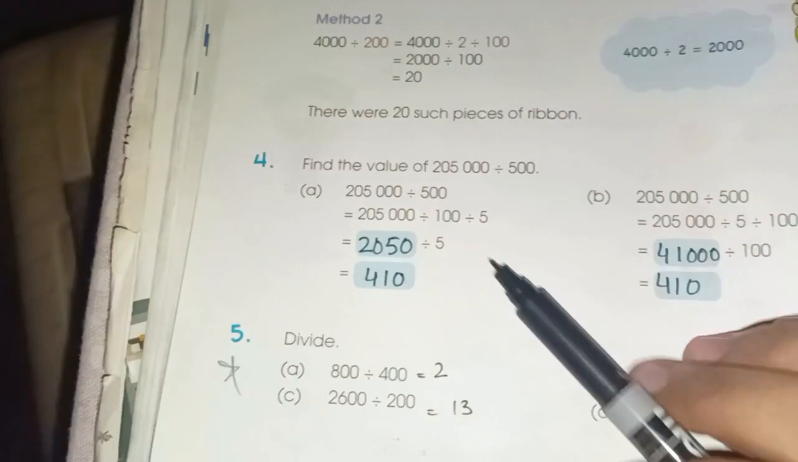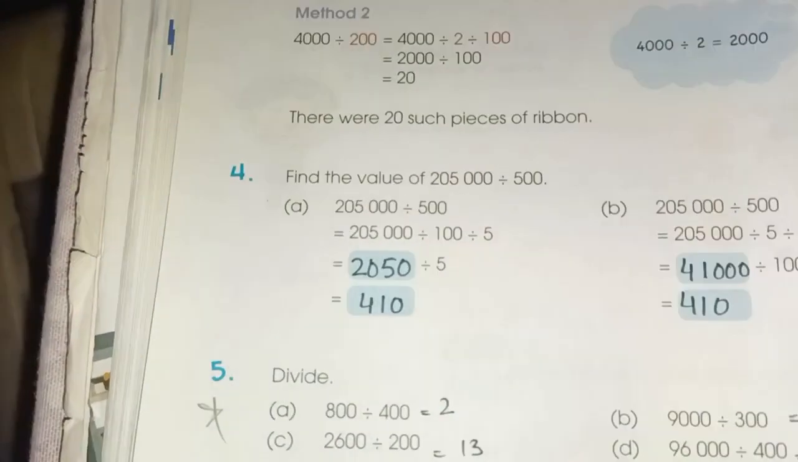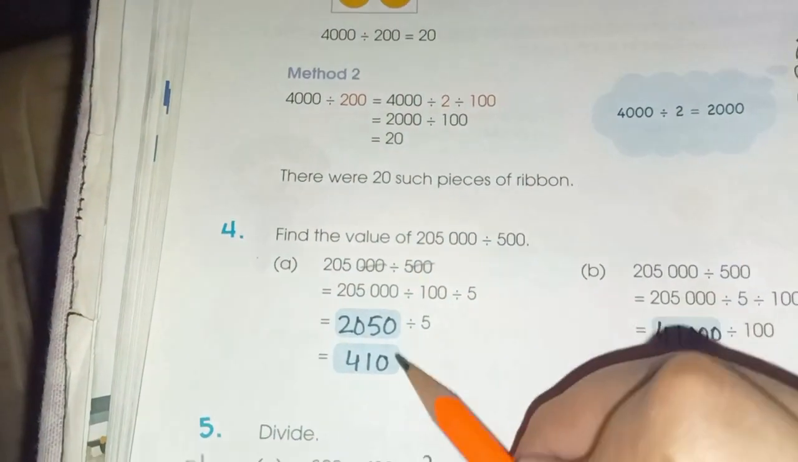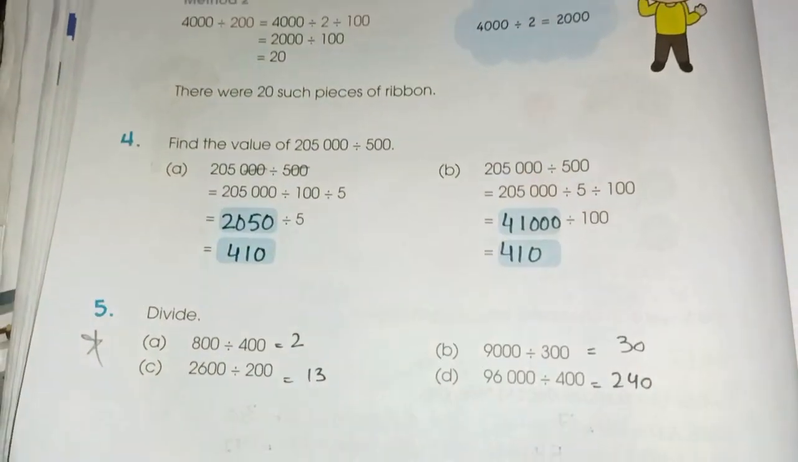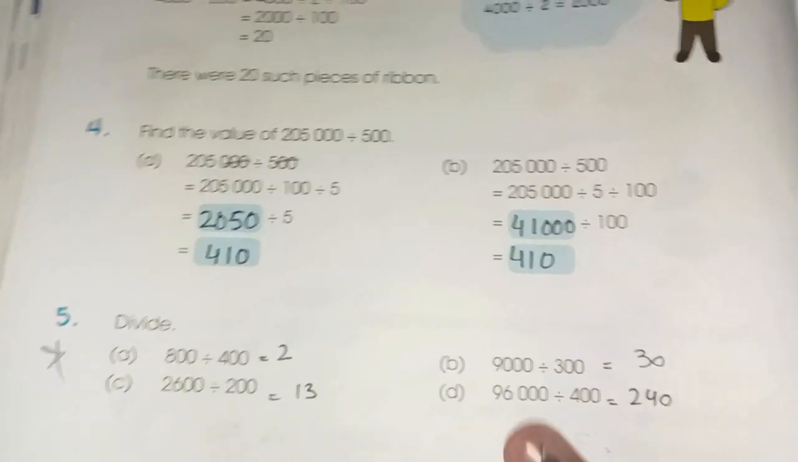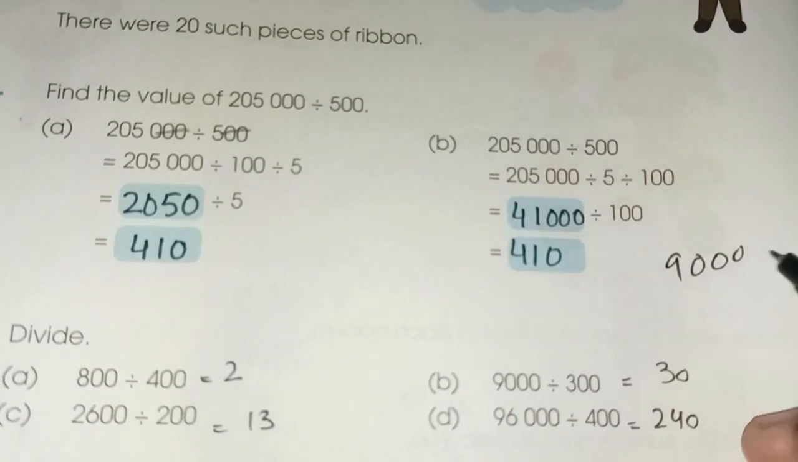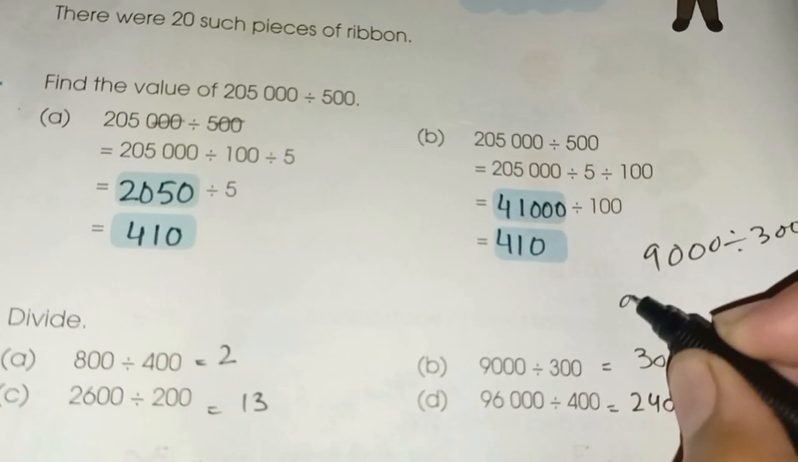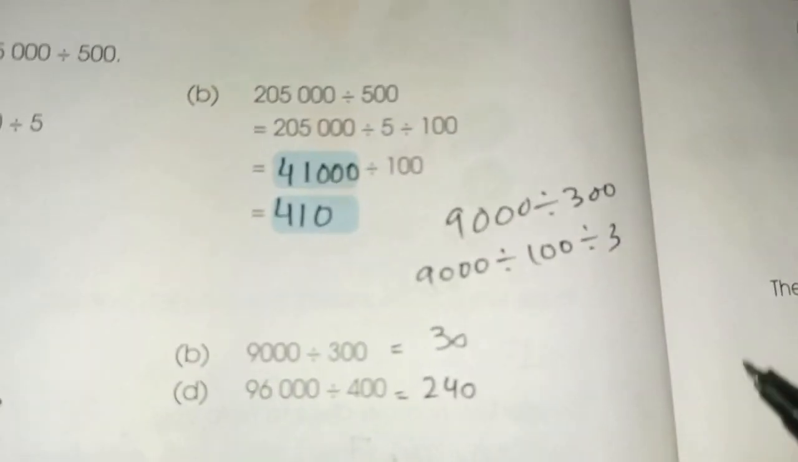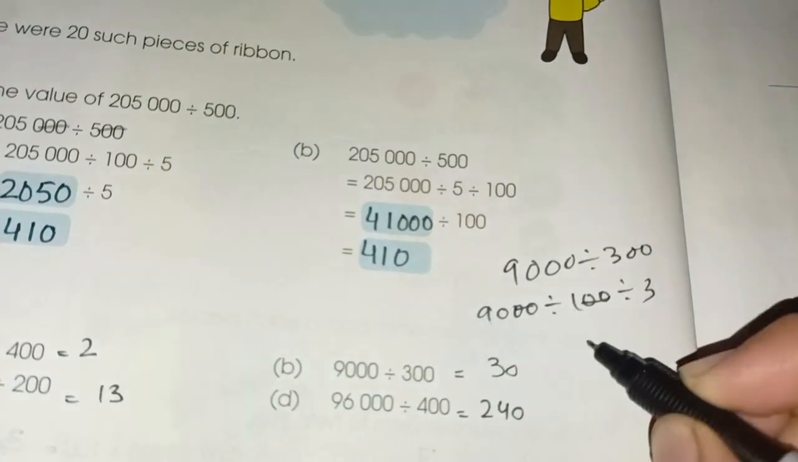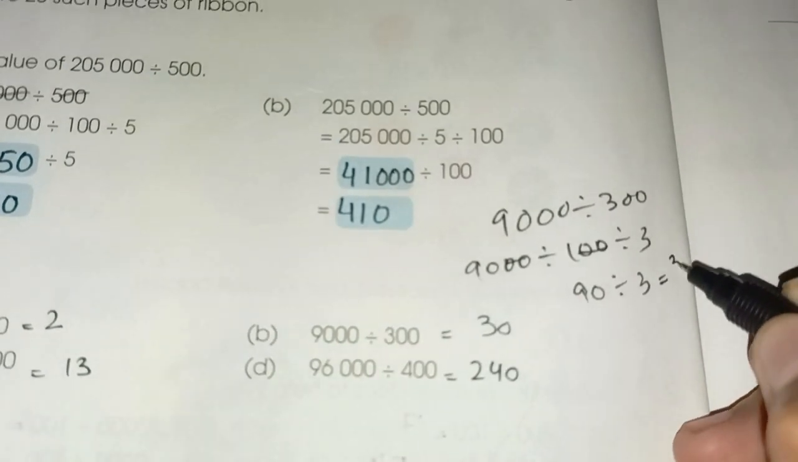Here we have the numbers with 100. So if we have 500, we write 100 and 5. Then we cut 2 zeros and 2 zeros. Then we write the remaining numbers and we solve the answers. Let's solve 9000 divided by 300. 9000 divided by 100 divided by 3. So we cut 2 zeros. We have 90 divided by 3. So when we divide 90 by 3, we get the answer, which is 30.